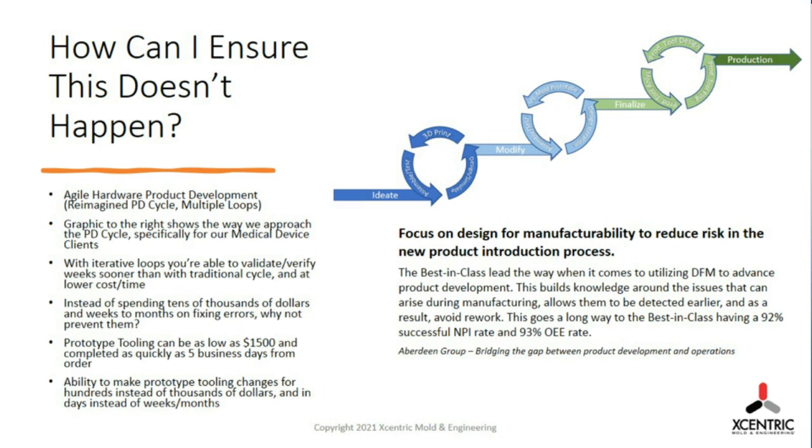So starting at the organizational level, right? How can we ensure it doesn't happen? I think the first thing that we need to do is have a reimagined product development cycle, right? We need to move towards verifying and validating our designs and our end products as early as we can in the product development process. And what lends itself really well to that is Agile hardware product development.